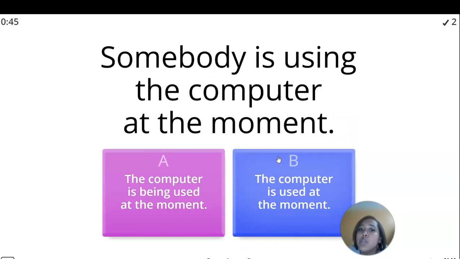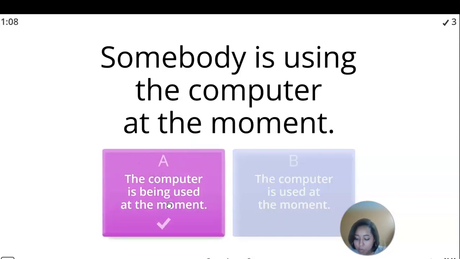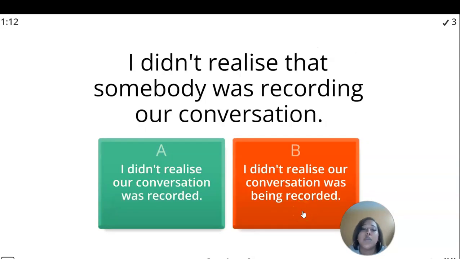So somebody is using the computer at the moment. So first option, we have the computer is being used at the moment, right? And then we have the computer is used at the moment. So which form of the verb do we have here? Remember, present continuous, right? So the computer is being used at the moment. Good. If you had that, it was the right one.